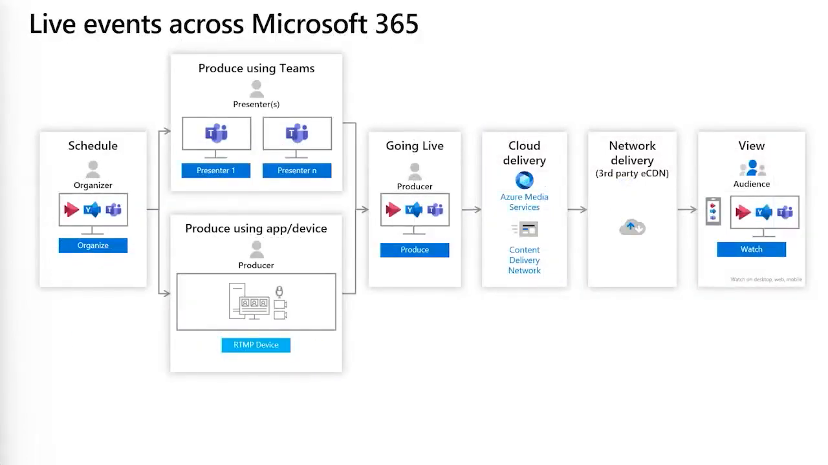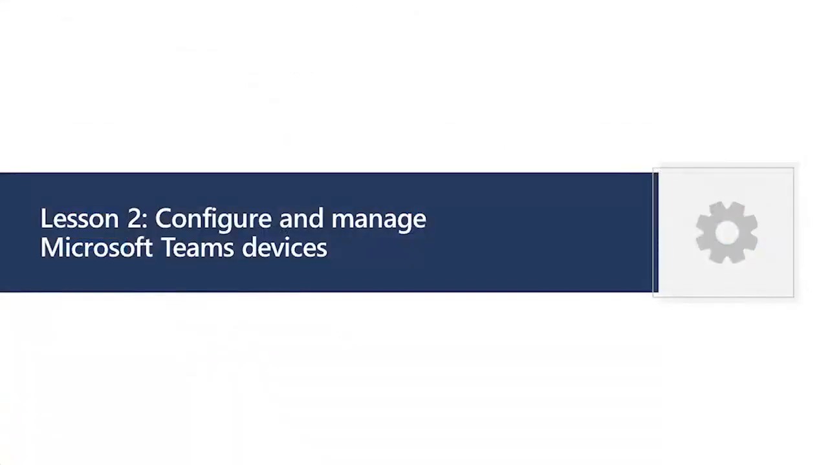What are the different Microsoft 365 apps in use when we're producing live events? Well, the organizer can schedule the event in Stream, Yammer, or Teams. We can produce right from within Teams or with a third-party device, so an RTMP device, that's real-time messaging protocol. To go live, we have a producer role. Again, that producer can work in Stream, Yammer, or Teams. For cloud delivery, we can take advantage of Azure Media Services or a content delivery network, possibly a third-party CDN provider. And then the audience can watch using Stream, Yammer, or Teams.